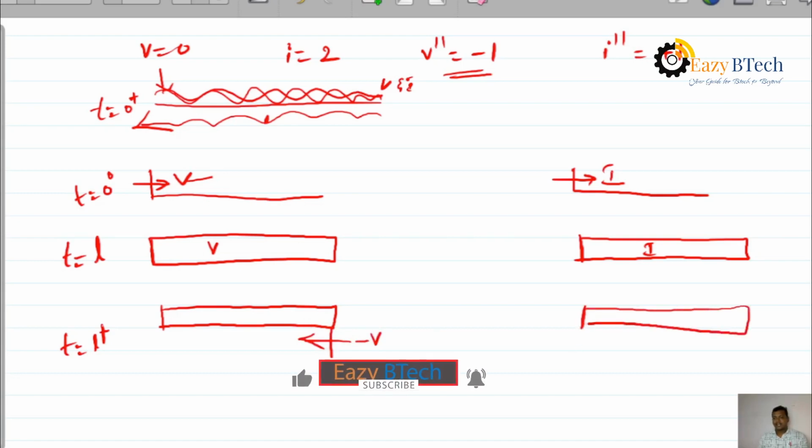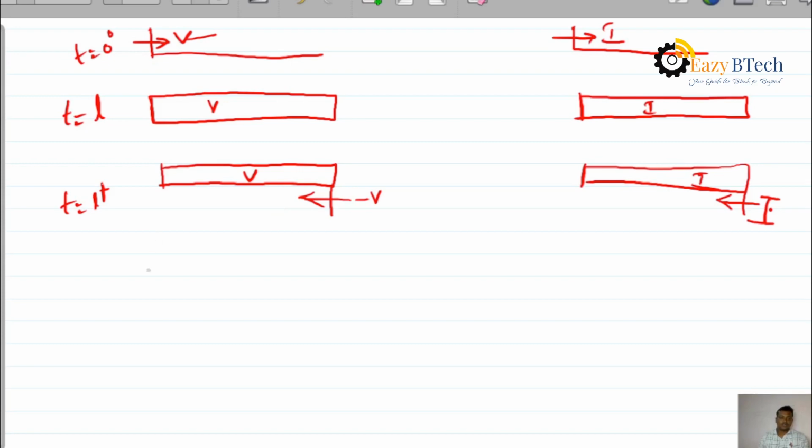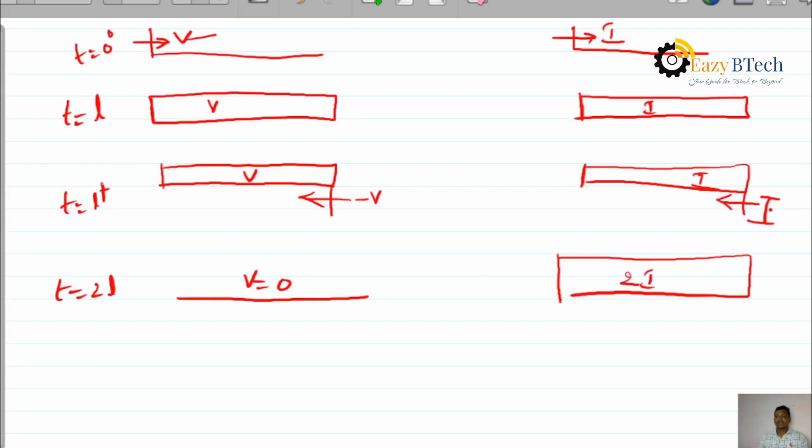I is incident. How much is reflected back? The reflection coefficient of the current waveform is 1. Therefore, I is reflected, and minus V is reflected. Now, how much do you get here? When t reaches 2L, back at the initial position, the voltage waveform becomes 0 and the current waveform becomes I plus I, 2I.